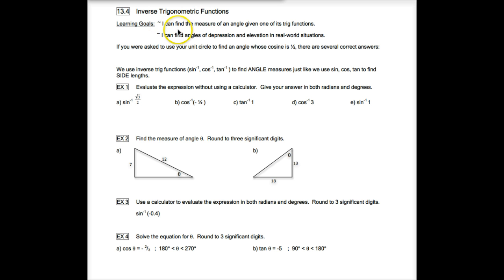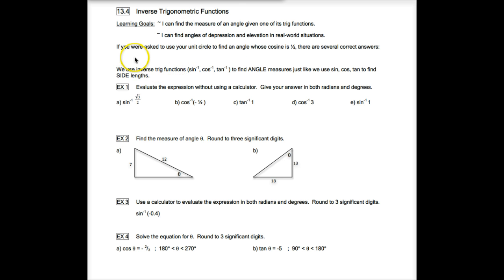The first is to be able to find the measure of an angle when we're given one of its trig functions. So if I tell you what the sine is, being able to find the angle. That's also going to help us to find angles of depression and angles of elevation from our real world situation. So when you've got a word problem and we're looking for the angle instead of the side.